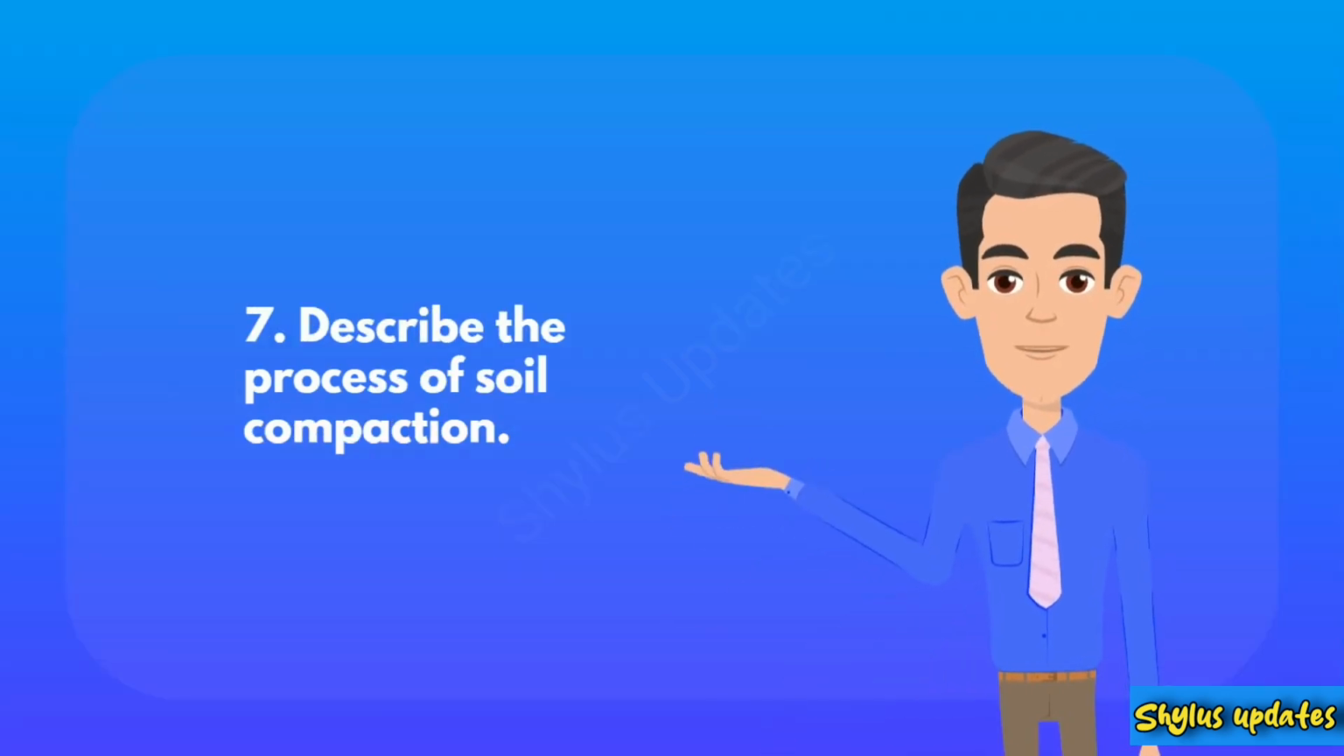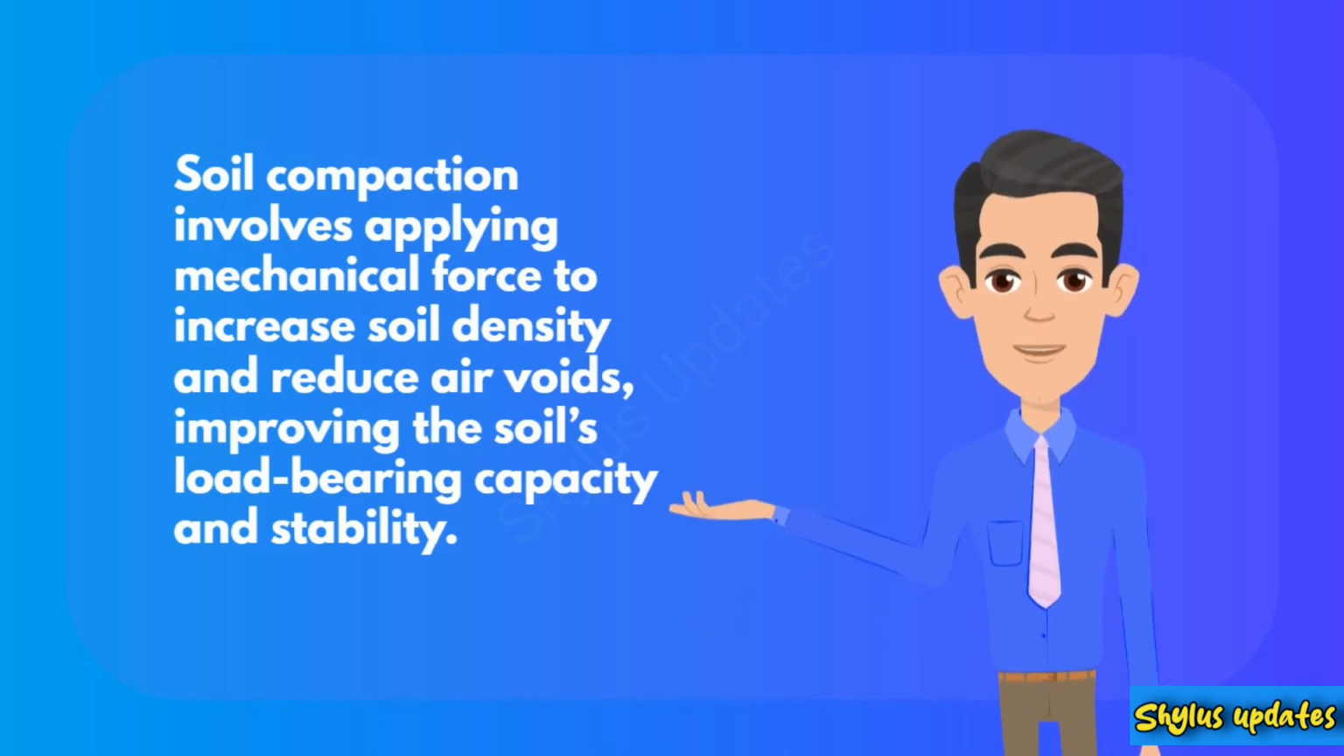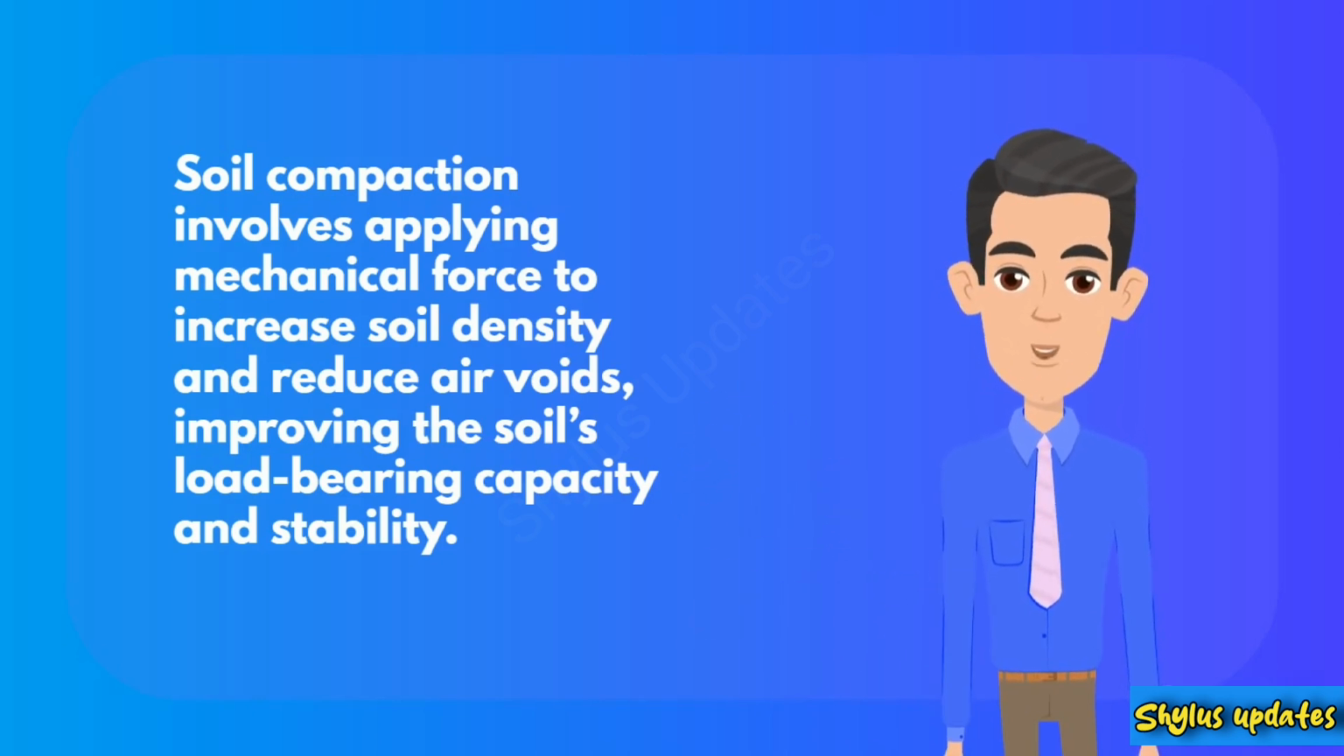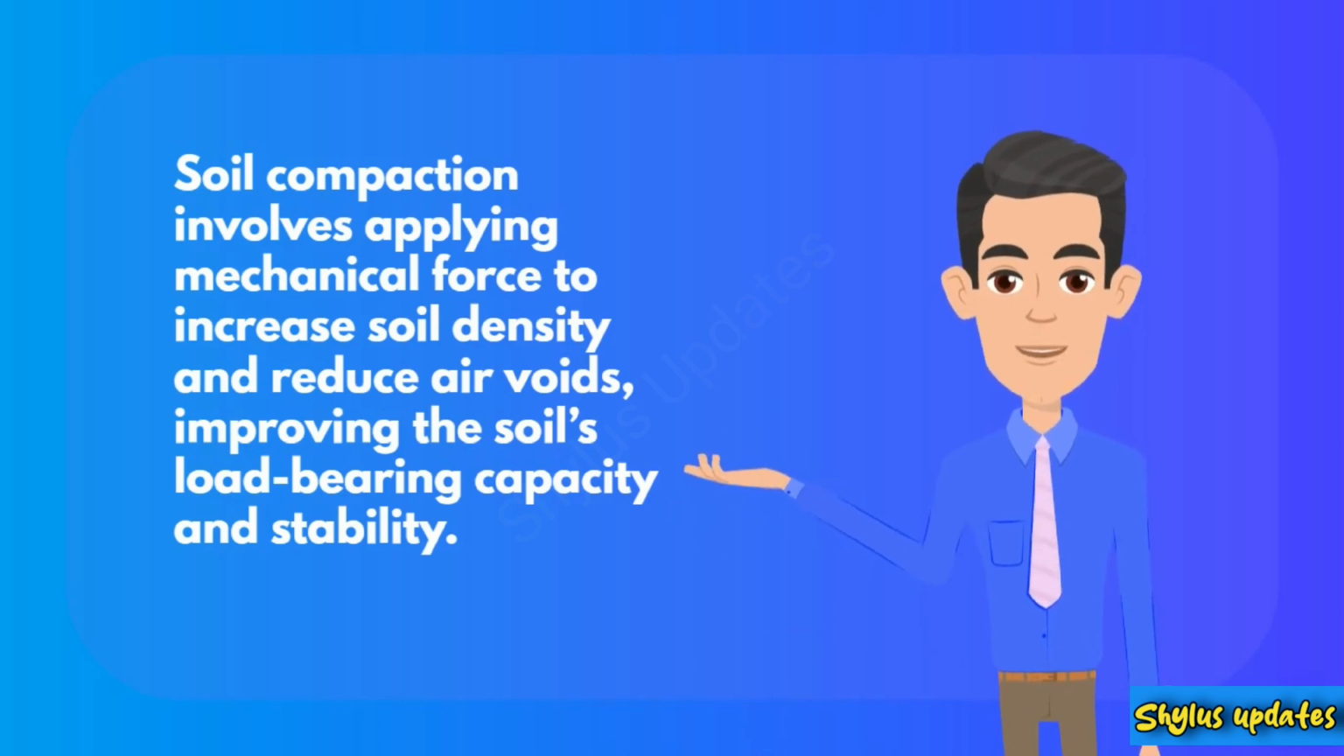7. Describe the process of soil compaction. Soil compaction involves applying mechanical force to increase soil density and reduce air voids, improving the soil's load-bearing capacity and stability.